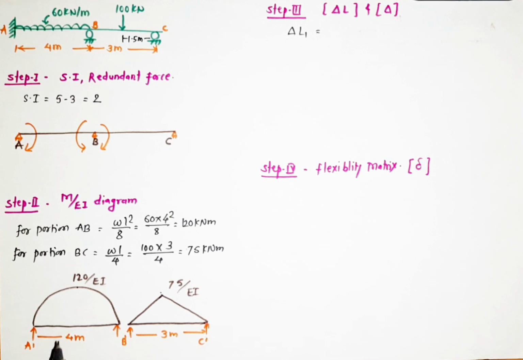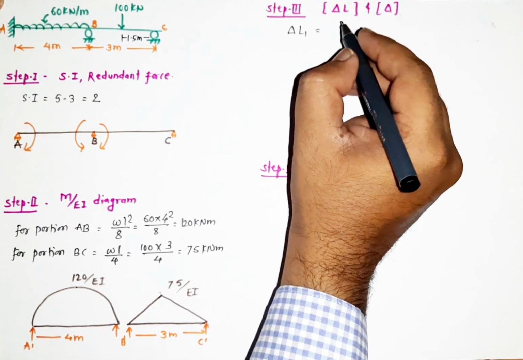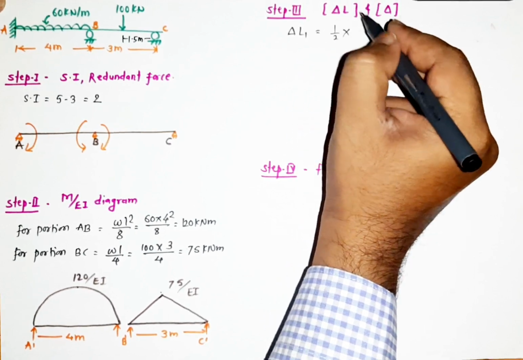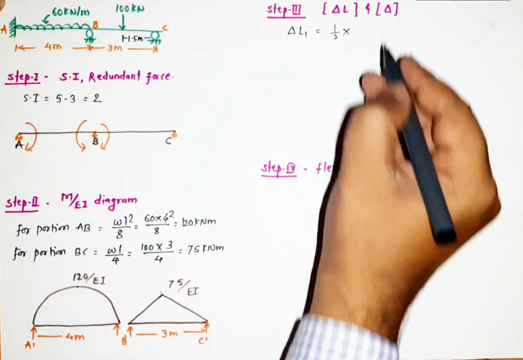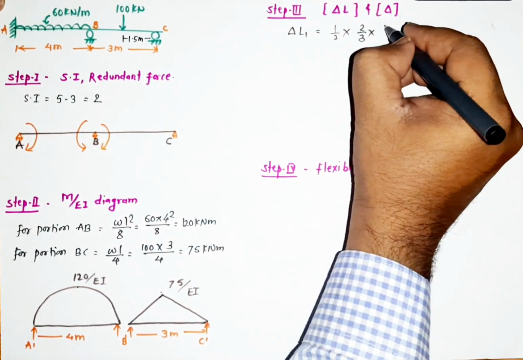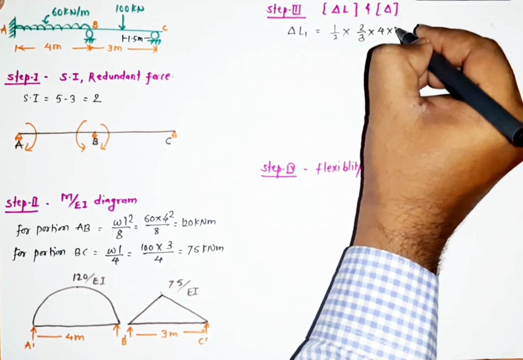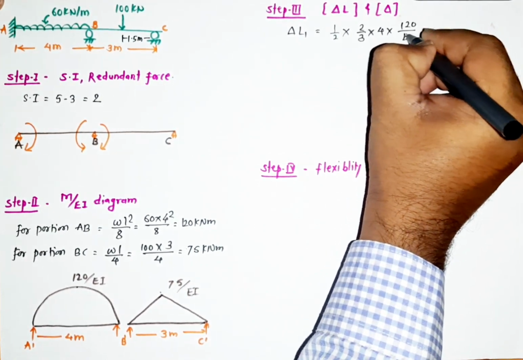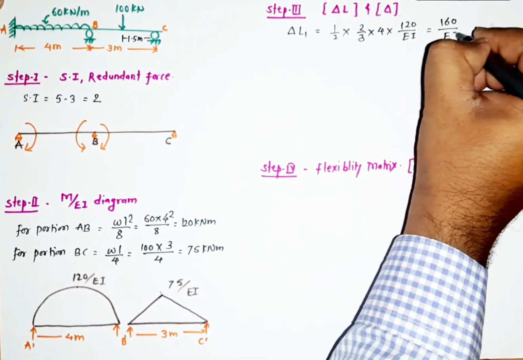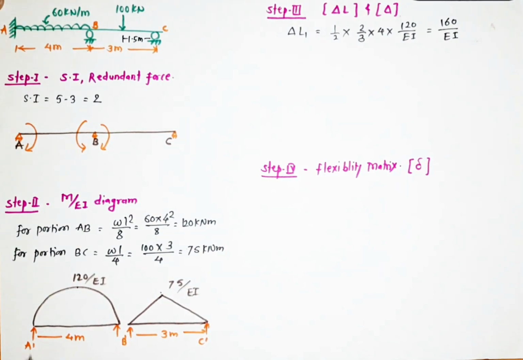Let us calculate it. The shear in the conjugate beam, nothing but the force in this particular beam at A, is delta L1, which is equal to 1/2 into the area of this particular parabola, 2/3 of base. Base is 4 into height is 120 upon EI. So ultimately it will be 160 upon EI. This is the shear along this particular point A.